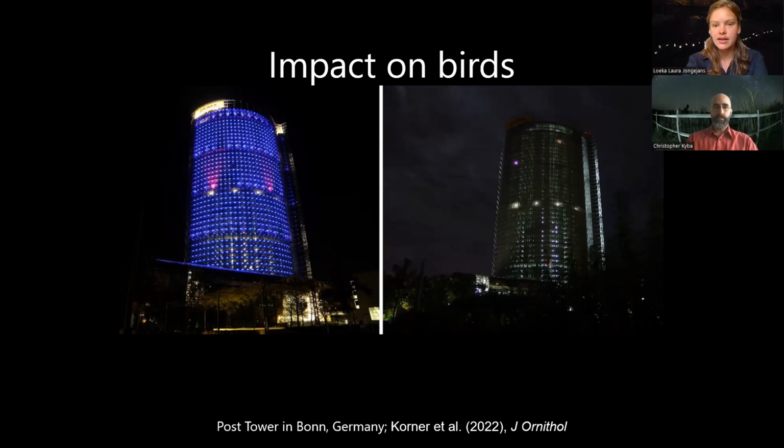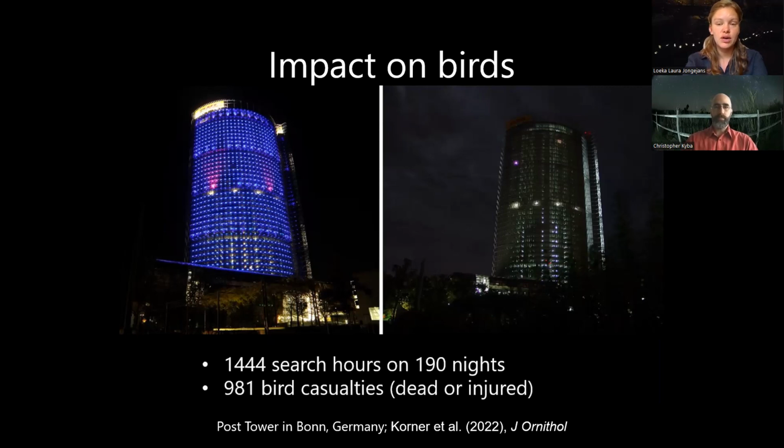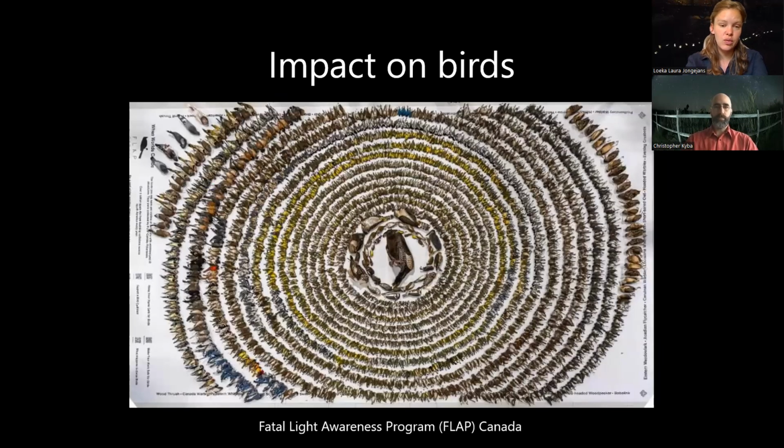And on the right, in the late evening or at night, there are only a few lights, but still there are dim lights all night long in this tower. And during these 200 nights that they monitored, they found almost 1,000 birds dead or injured. So these are a lot of casualties of birds flying against buildings because of light. The Fatal Light Awareness Program Canada makes out these layouts every year of all the birds that they collected. And that is, of course, a very sad picture.